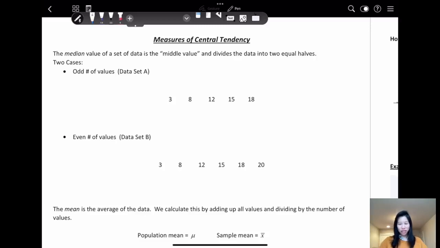Okay, so welcome back to my statistics class. Today we're going to talk about the measures of central tendency.